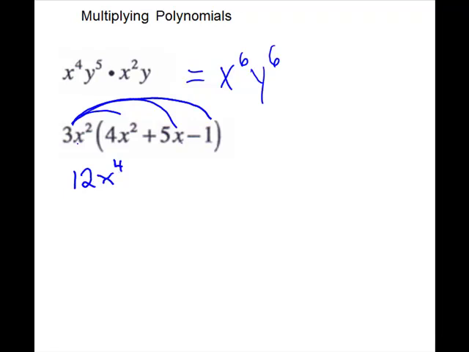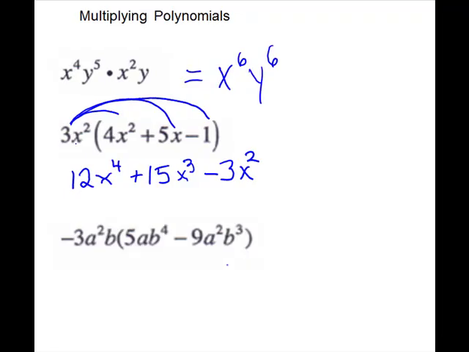Then we'll do 3x squared times 5x. We'll do the numbers. 3 times 5 is 15. It is a positive 15. X squared times x. Remember, this has a 1, so that will be x cubed. And last, 3x squared times negative 1 will be a minus 3x squared. Take your parentheses off.